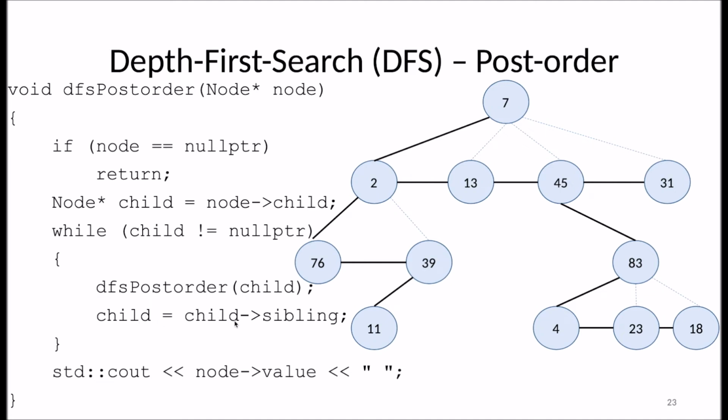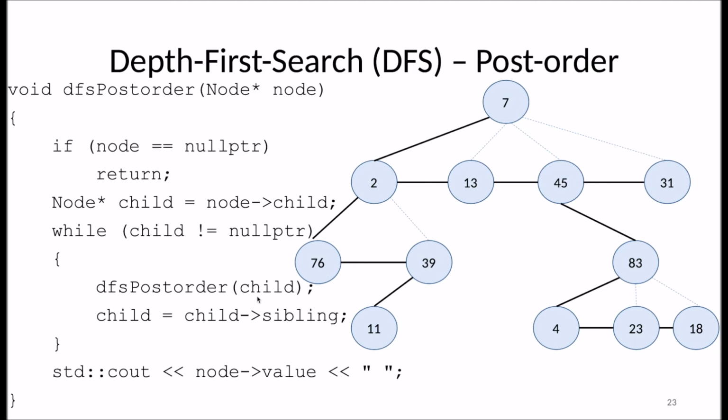So this was now after the function call with 76. I get the sibling of 76, which is 39. 39 is not null, and now I call depth first search post order with 39. I get the child of 39, which is 11. 11 is not null. Then get the first child of 11, which is null. I skip the loop and I output 11. So at this point I outputted already 76 and 11.